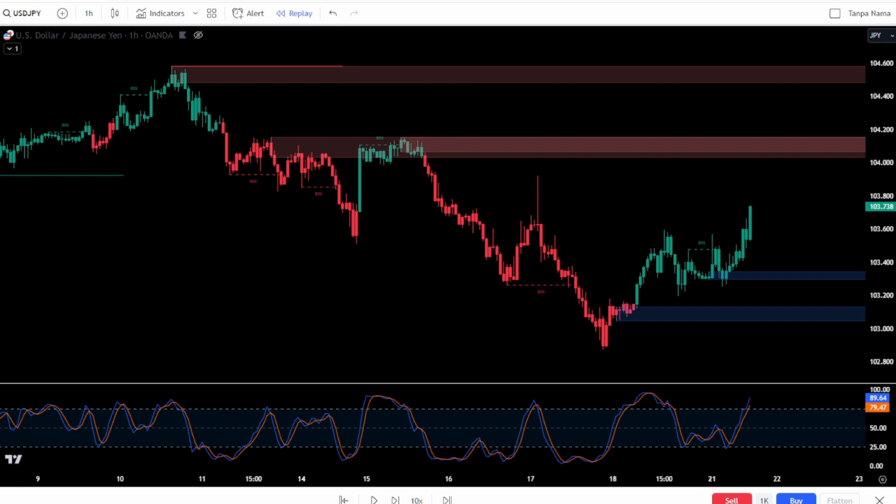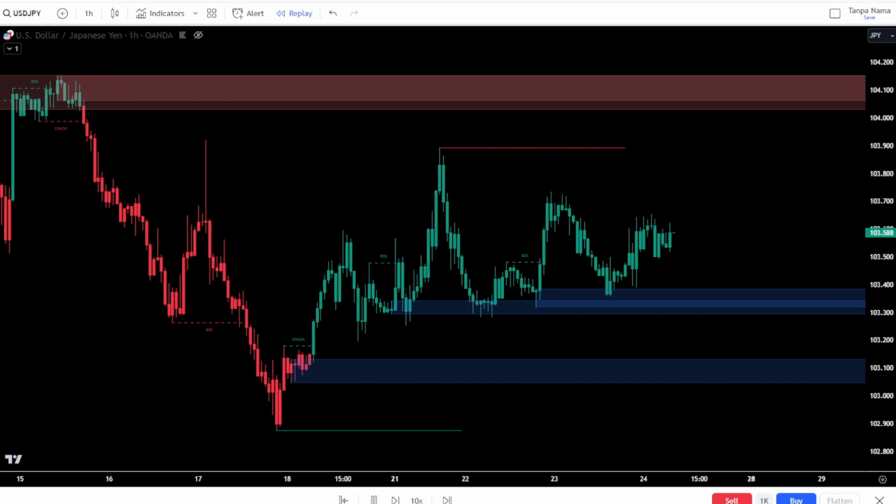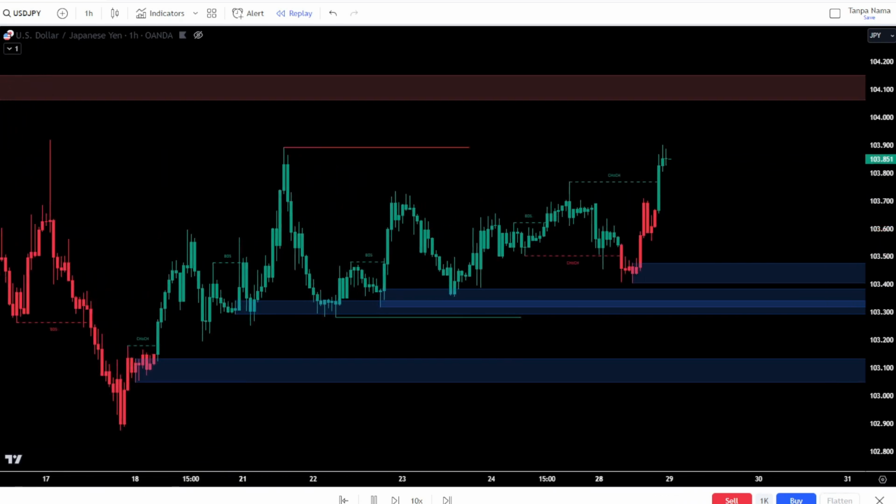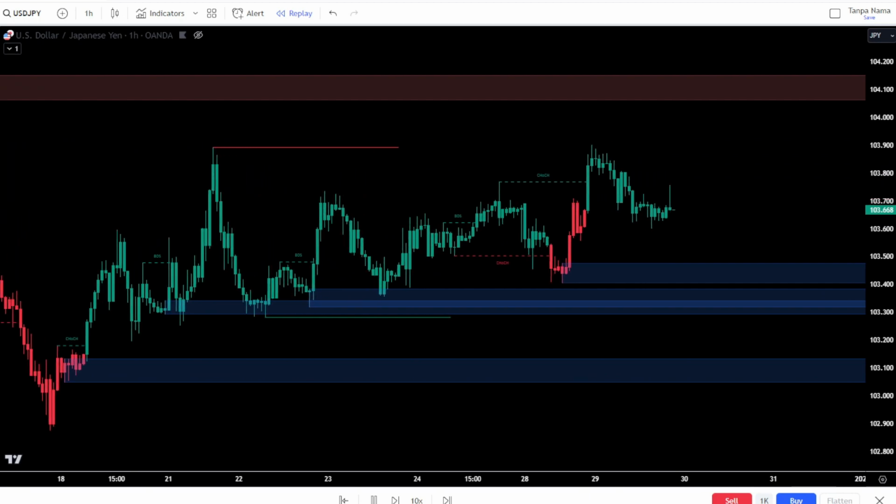As for the stochastic indicator, its usage is similar to the general application of the stochastic indicator. When the signal line is below the level of 25, it indicates oversold conditions, and if the line is above the level of 75, it indicates overbought conditions. Now, for a clearer understanding, let's discuss how to place buy and sell orders using the smart money concept indicator.